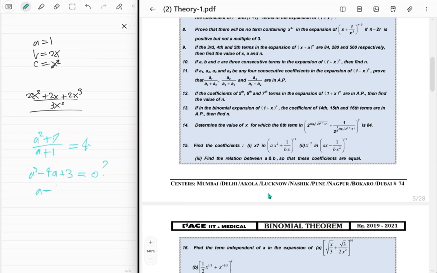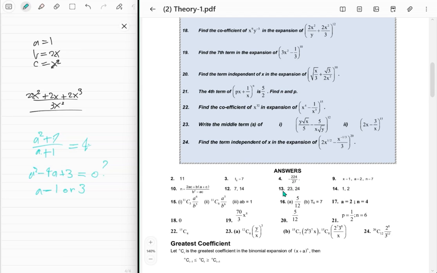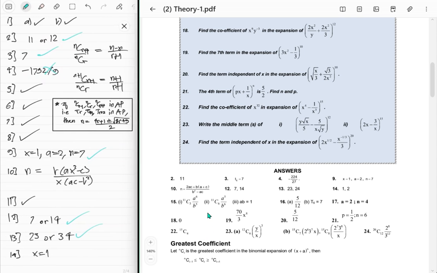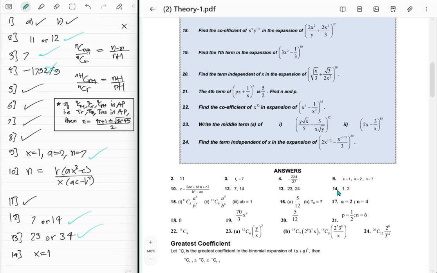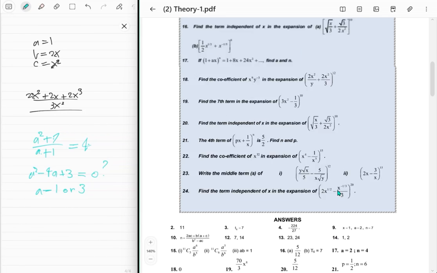So a is equal to 1 or 3. Wait, what? So it should not be 2, but it should be 3. But they gave the answer. It was the 14th question, and they gave the answer as 2. Let's see if 2 actually works.